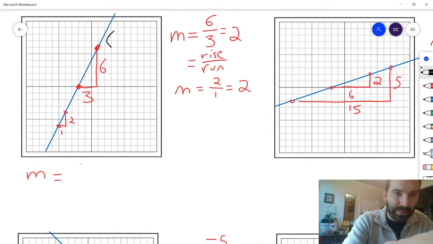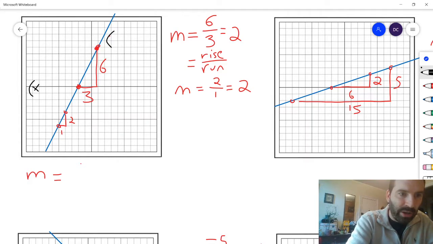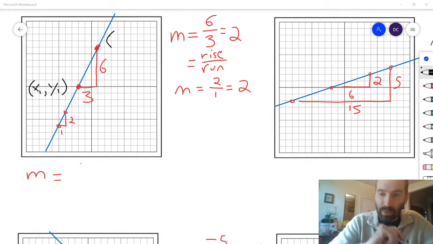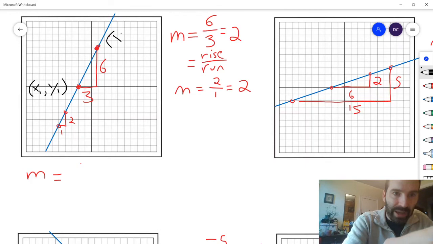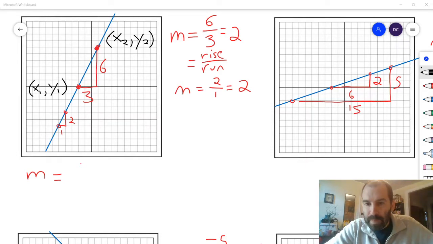Well, actually, let's start with the point on the left. Doesn't really matter, but let's do it. I'm going to call that point x1, y1. And I'm going to call this point x2, y2. Okay?